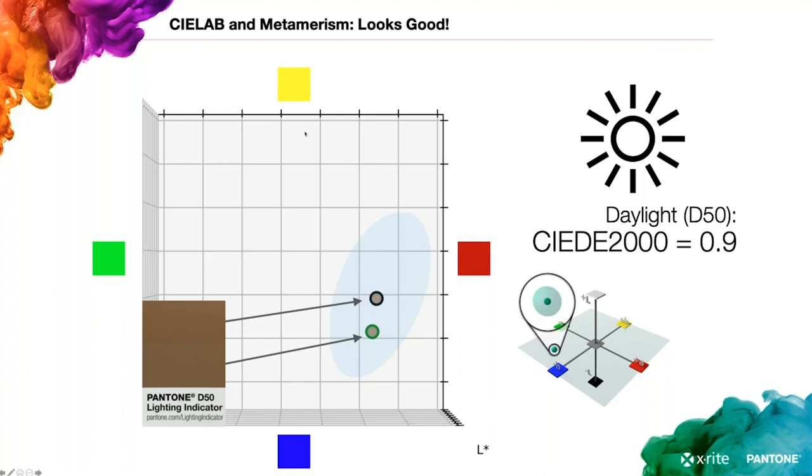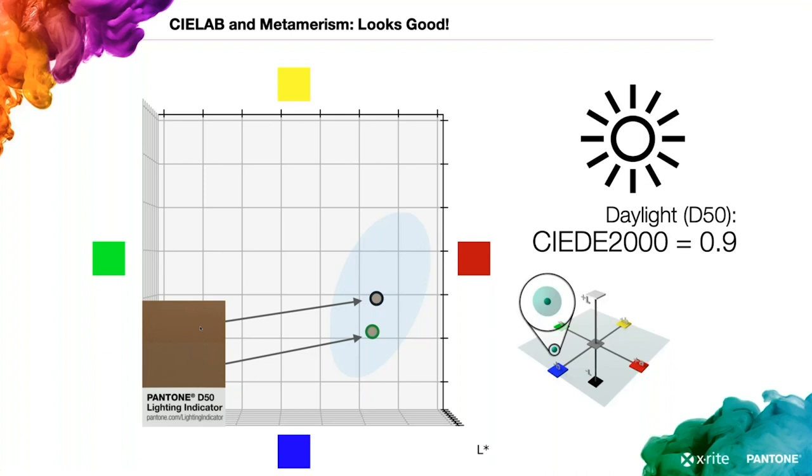Tolerance in CIELAB space. So when we view this lighting sticker indicator under D50 illumination in a light booth, we get a calculated delta E, which is a color difference, of 0.9. And usually we say roughly a 1.0 is a just noticeable difference, so you can just barely see a difference. If you look at the example on the left here, you can see a little bit of a difference in color, but you'd say, yeah, they're pretty close, they match.